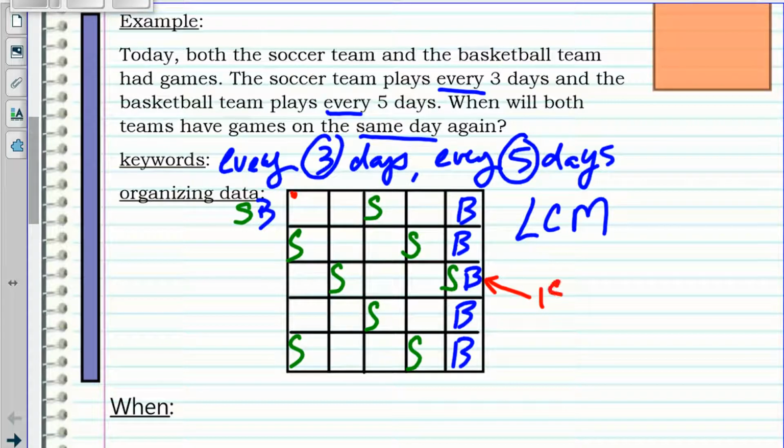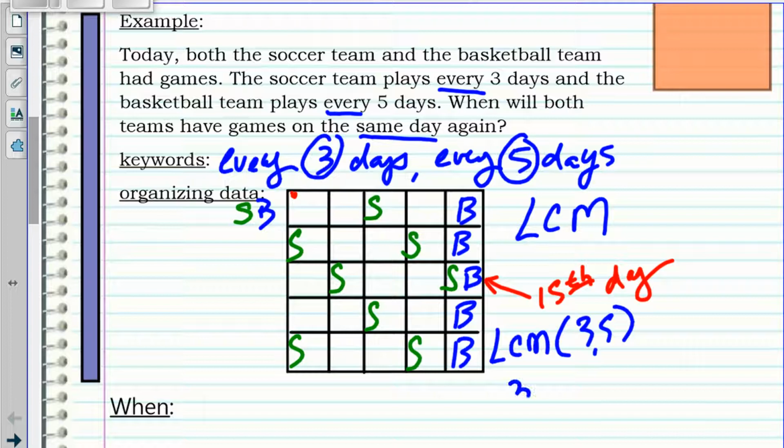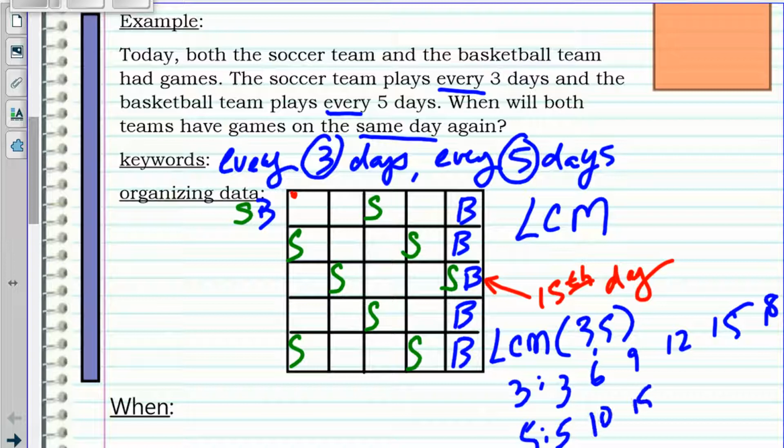Is the 15th day. So think about it like this, right? If we were to do this as a least common multiple question, the question is, what's the least common multiple between 3 and 5? You do 3, 6, 9, 12, 15, 18, and for 5 would be 5, 10, 15, 20, 25, 30.